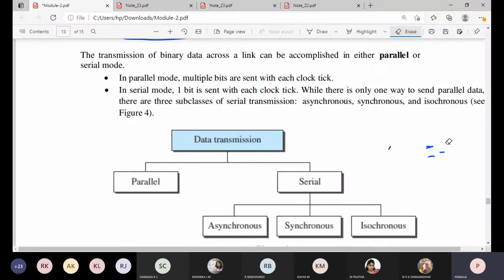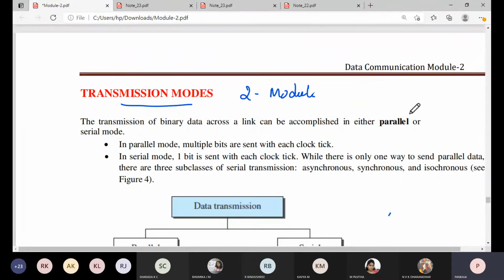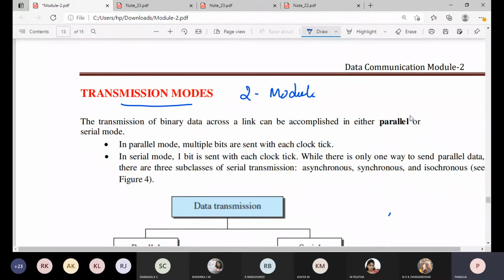So here it depends on how the data is transmitted. That is with respect to direction, what you learned in the first chapter. This is with respect to the pattern in which data is sent from sender to receiver. Transmission modes indicate the transmission of binary data. Transmission of binary data across a link can be accomplished either in parallel mode or serial mode.